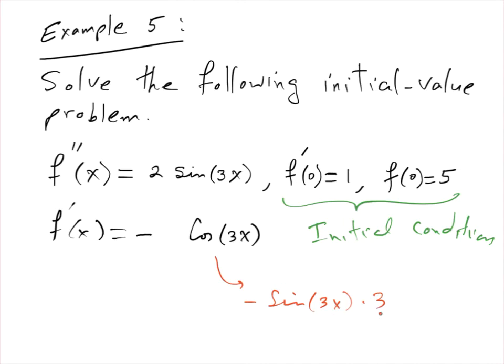But I'm getting 3 times sine 3x, while I want 2 times sine 3x. So what should I do? I should divide 2 by 3. So you divide by the derivative of the inside.